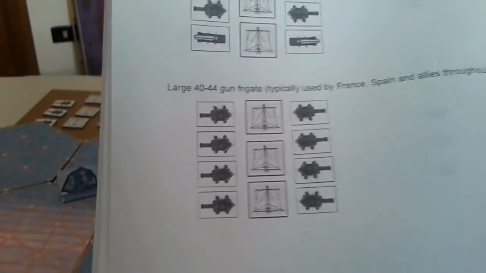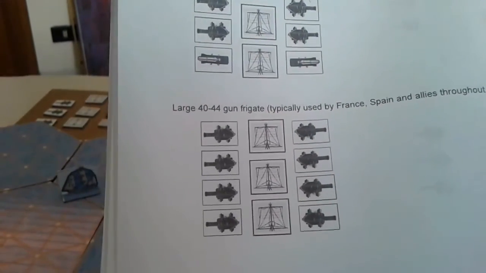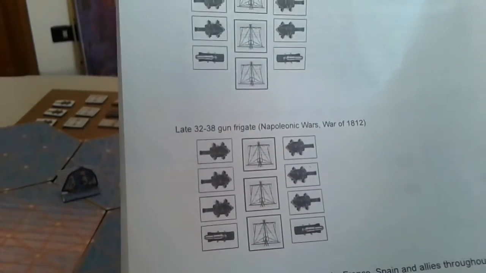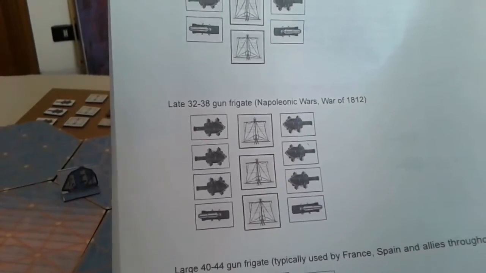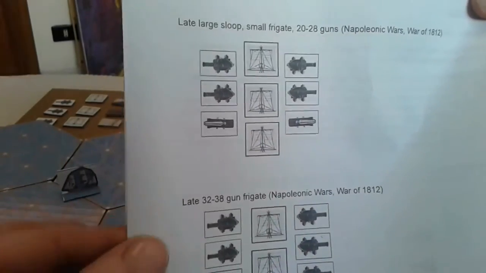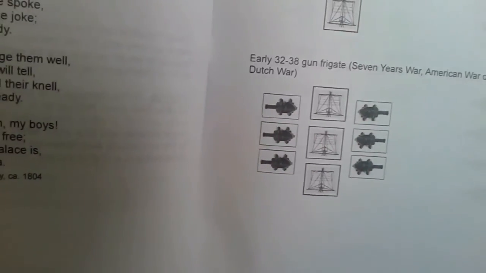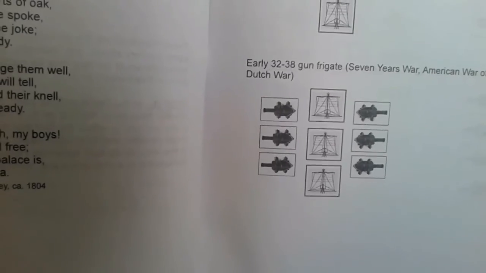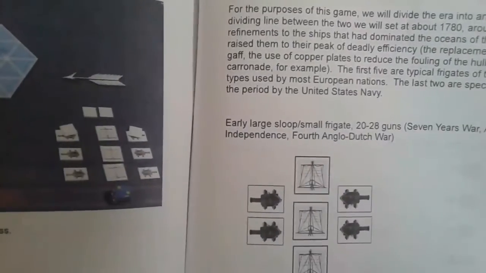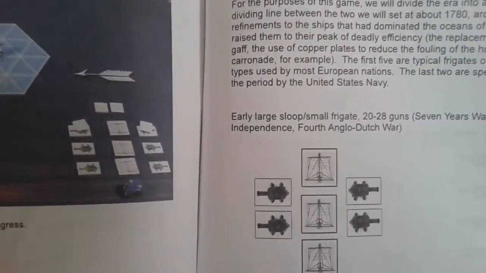And you've got a large 40 to 44 gun frigate, so that's got four cannon markers on each side. A late 32-38 gun frigate, Napoleonic Wars, got carronades as well as normal guns. Late small sloop, so that's got two guns, one carronade each side. There's your classic Seven Years' War, American War of Independence, Fourth Anglo-Dutch War, 32 to 38 gun frigate. And there is an early large sloop or small frigate, 20 to 28 guns.